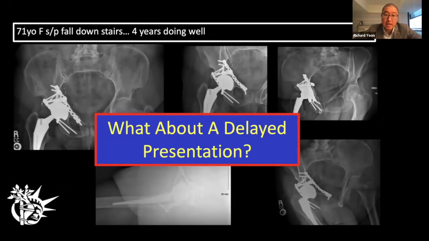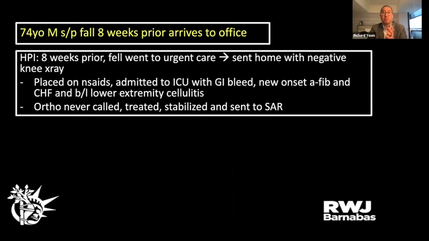What about our subacute delayed presentation? This is a 74-year-old male. He showed up to my office about 8 weeks out. Around that time, he fell, went to an urgent care. He was sent home with negative knee X-rays, which was a little bit weird. They placed him on naproxen. He was probably eating those pills excessively.